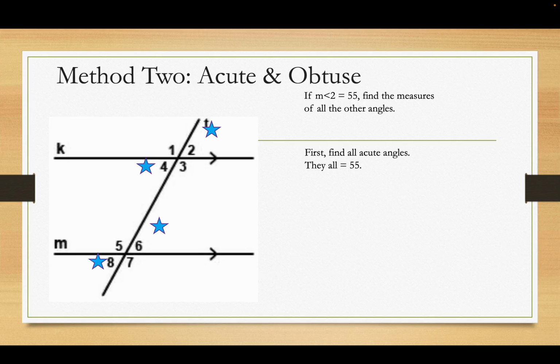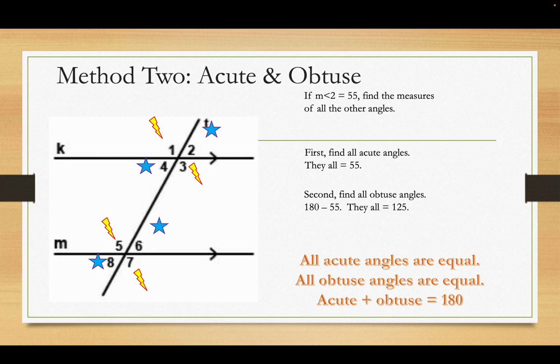Now, find all the obtuse angles. Well, all the obtuse angles are going to be 180 minus 55 because the 55 plus the missing angle has to add up to 180. So that's 125, which means all of the lightning bolt angles are 125: 1, 3, 5, and 7.